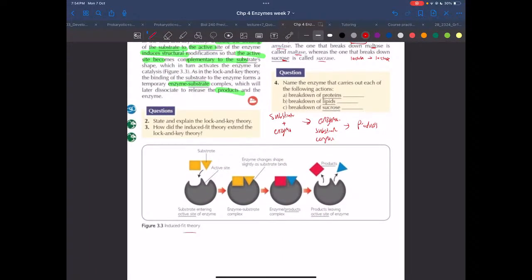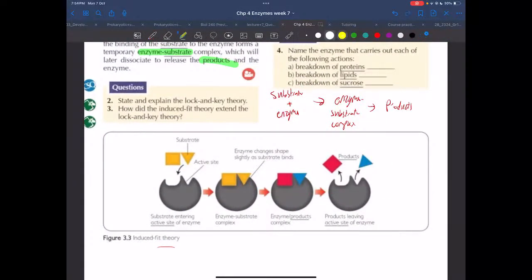This is the induced fit. Okay? This is just a figure for you to see. So you see the active site is not perfectly complementary, but once it binds, the enzyme changes the shape slightly, not a major modification, a slight change just to make them fit, and then we'll have the enzyme-substrate complex, and then you're going to have the products.